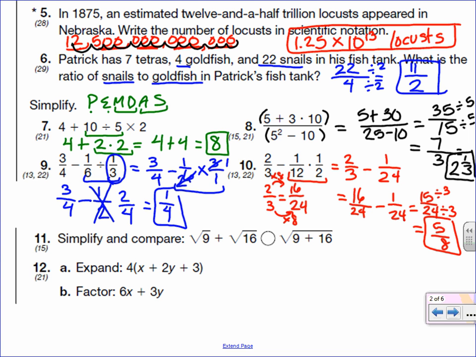Simplify and compare. The square root of 9 is 3. Square root of 16 is 4.